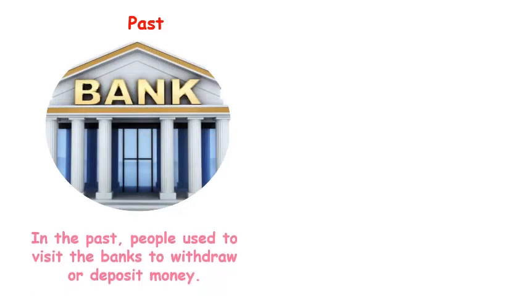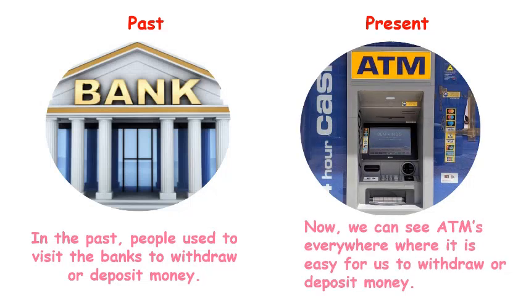Okay, children, so let's talk about a bank. Children, in the past, people used to visit the banks to withdraw and deposit money. But in the present day, what do we have? Yes, we have ATMs for this purpose. Now we can see ATMs everywhere where it is easy for us to withdraw or deposit money. And also there is online banking available nowadays where we don't have to even go to the ATM. We can just sit at home and send money or receive money from another account.